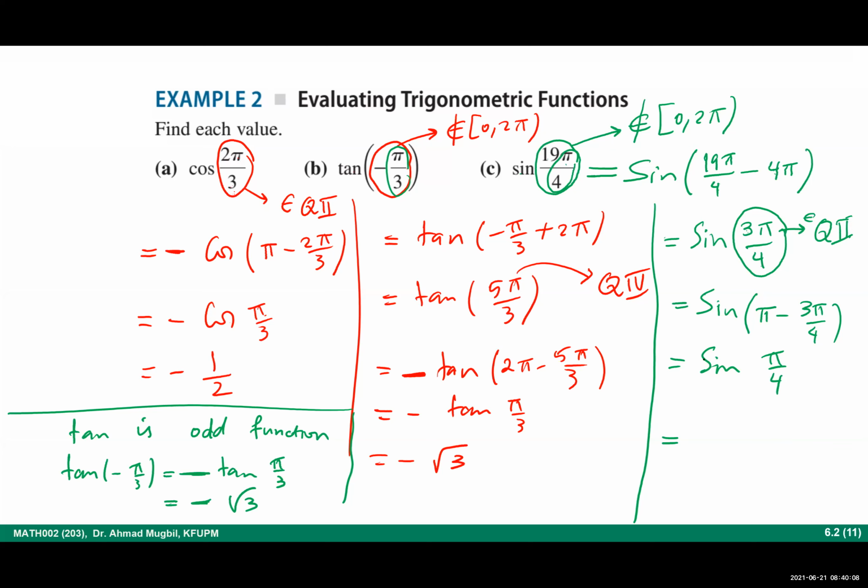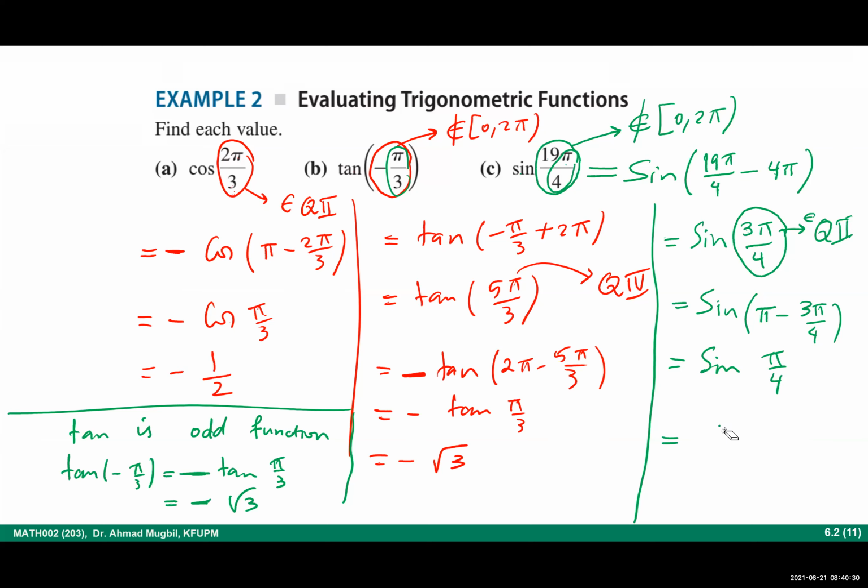Okay. Pi is 90 over 4. I think it is sine 45 if you want to convert it to degrees, but no need, ya shabab. What is sine 45 degrees? Yeah, Abdullah.